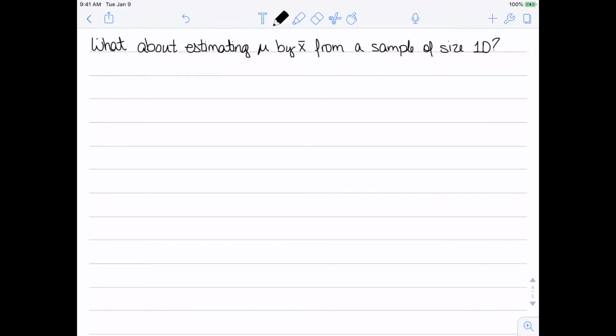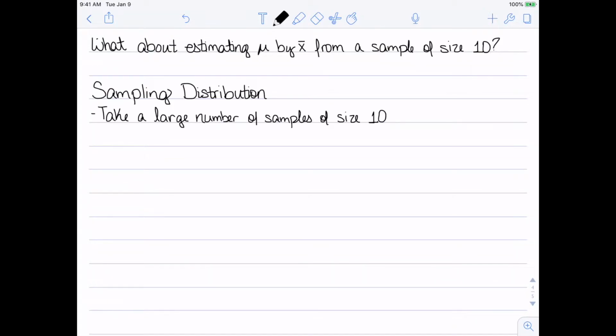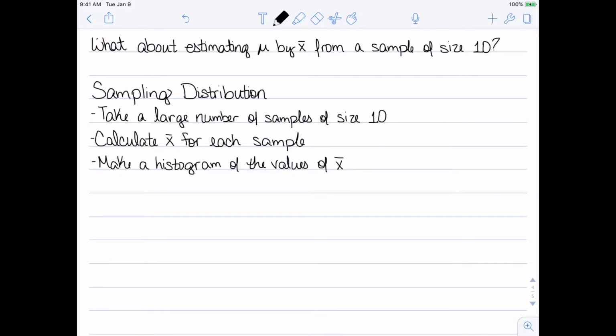Well, we're going to use the idea of a sampling distribution. So what exactly does that mean? In order to make a sampling distribution, our first step is to take a large number of samples of size 10. So instead of just one sample, we want a lot of samples, all of the same size. We then want to calculate the sample mean x bar for each sample, so we find the mean of each sample. We then want to make a histogram from the values of these sample means. We then want to determine the shape, center, and variability.